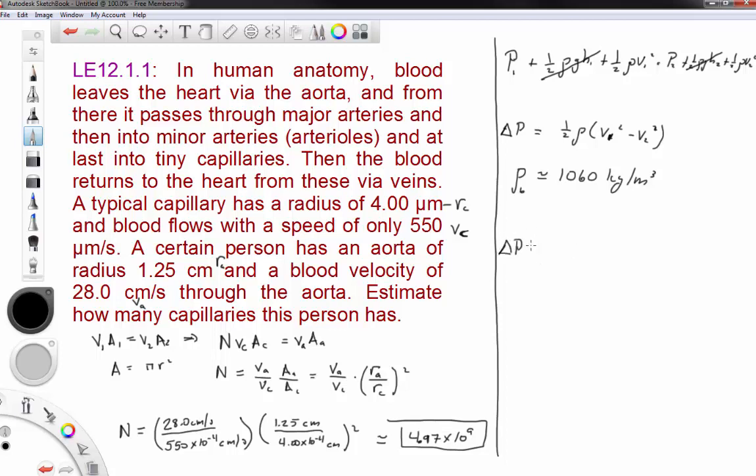So this means that the expected pressure change should be 1/2 times 1,060 kilograms per meter cubed times, we'd probably better put everything into meters per second. So basically 0.28 meters per second squared minus 5.50 times 10 to the minus 4 meters per second squared. So this gives us a change in blood pressure of about 41.6 pascals. So that is your expected change in blood pressure from the heart to basically the end of one of your capillaries before returning through the vein.